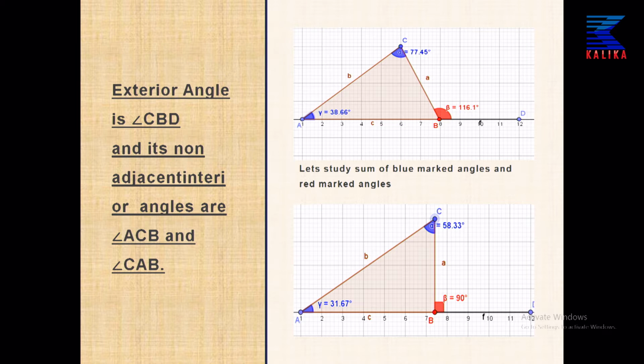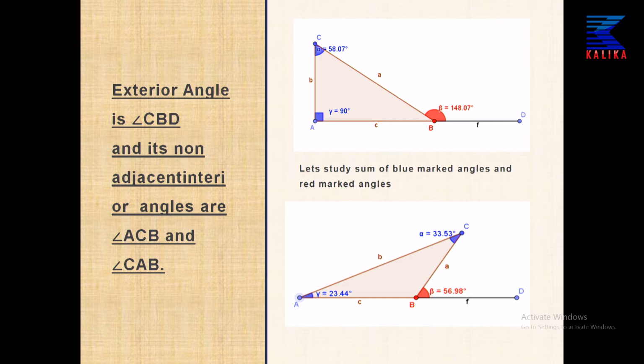In the second figure you can also see 31.67 and 58.33. They are opposite interior angles to angle beta, which is equal to 90 degrees. If you add those two angles, gamma is 31.67 degrees and alpha is 58.33 degrees, and their sum is 90 degrees. Similarly, I have made some more examples for you, so that you will understand the fact that we are going to prove today.